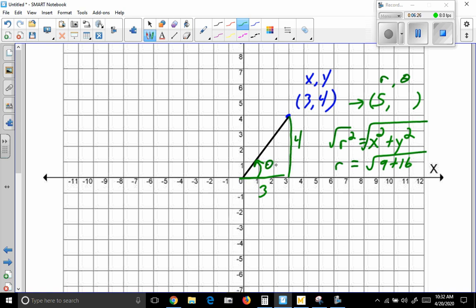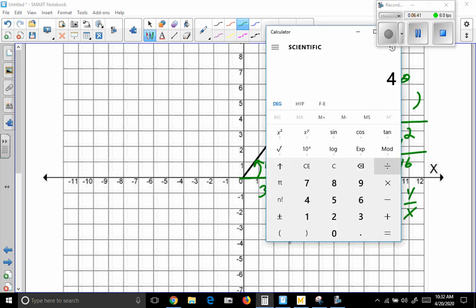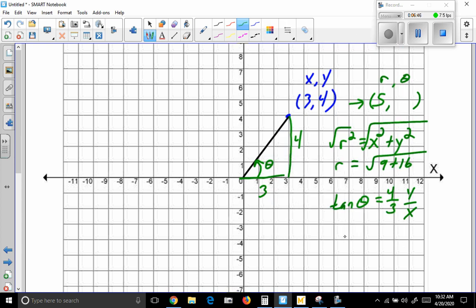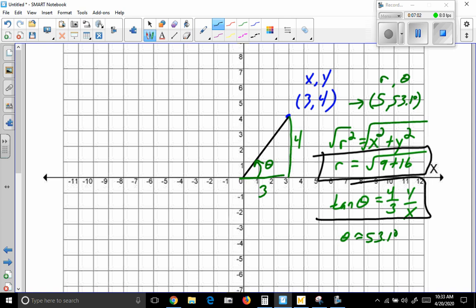If we want that angle, tangent of that angle is opposite over adjacent, which is the y over the x. If we do inverse tangent of 4/3, then that's about 53.1 degrees. So that's our angle. So the biggest thing here is just knowing the formulas, how to get the radius from the x and y coordinates and how to get the angle from the x and y coordinates.